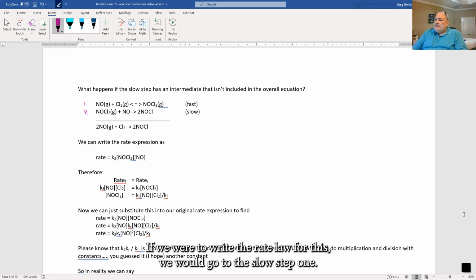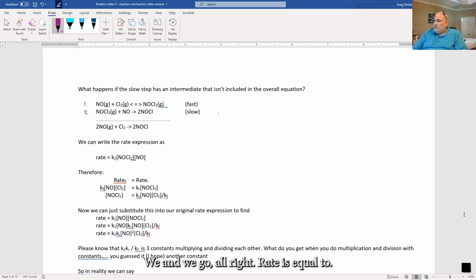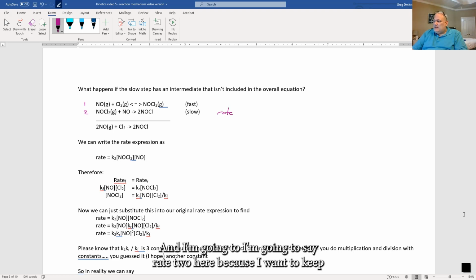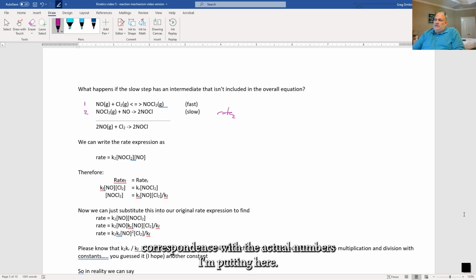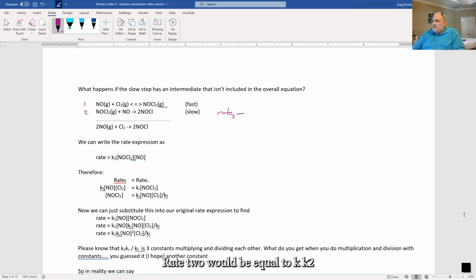If we were to write the rate law for this, we would go to the slow step, wouldn't we? And we'd say, all right, rate is equal to, and I'm going to say rate 2 here because I want to keep it in correspondence with the actual numbers I'm putting here. Rate 2 would be equal to K2 times NO3 raised to the 1 because of the coefficient of 1 in front of this, times NO raised to the 1. So this would be our overall expression.